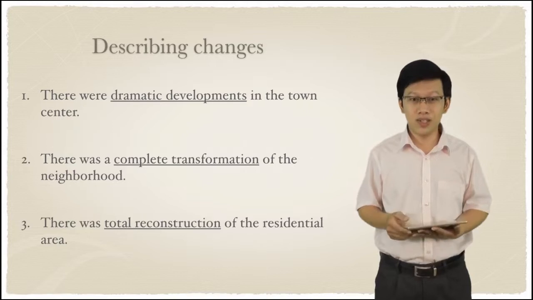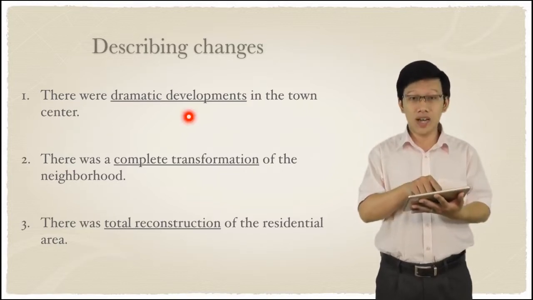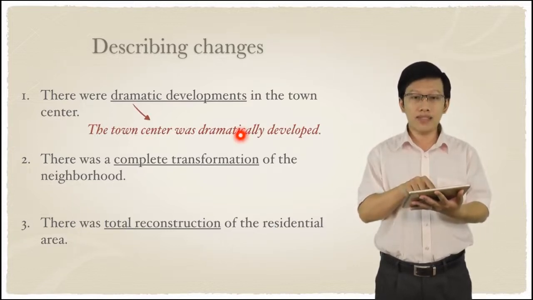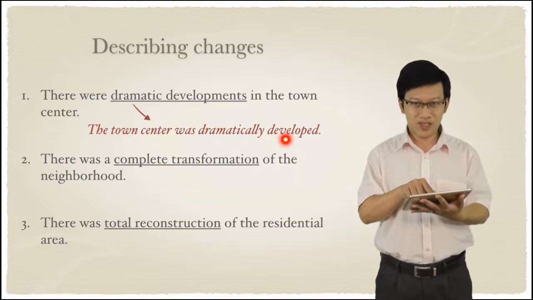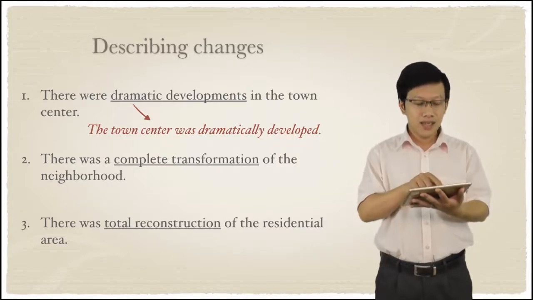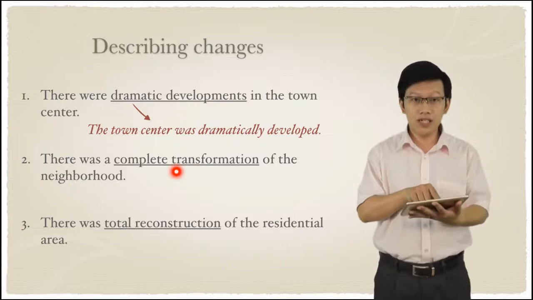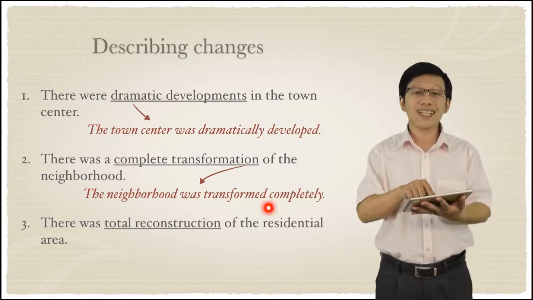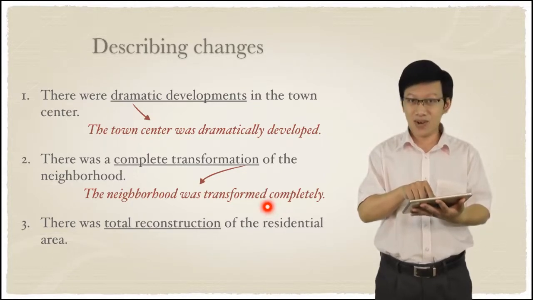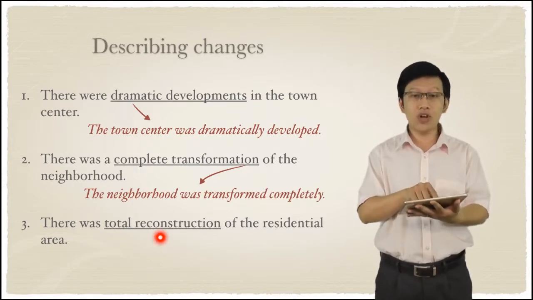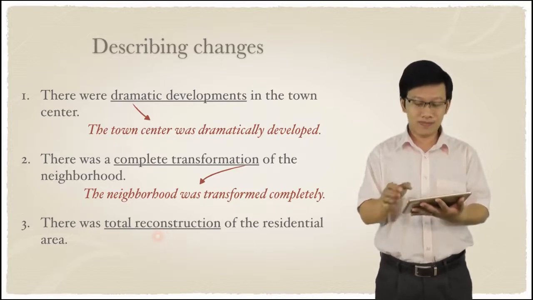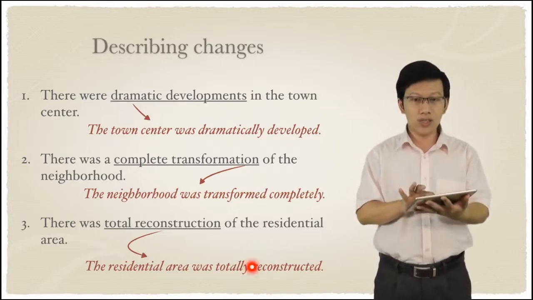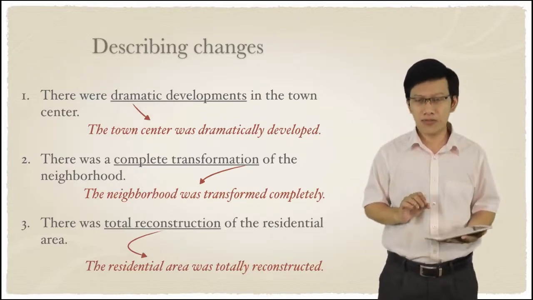Very simple. Now let's take a look. There were dramatic developments. So we're gonna say the town center was dramatically developed. Next, there was a complete transformation. So we say the neighborhood was transformed completely. Or we say there was a total reconstruction. It becomes the residential area was totally reconstructed. Very simple.